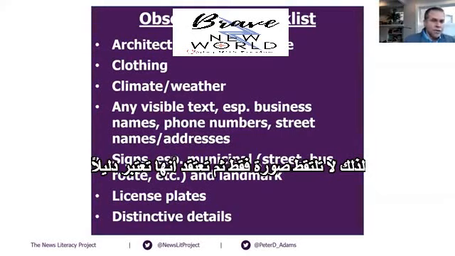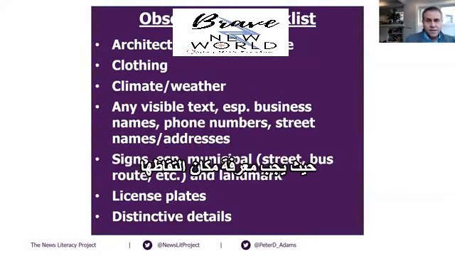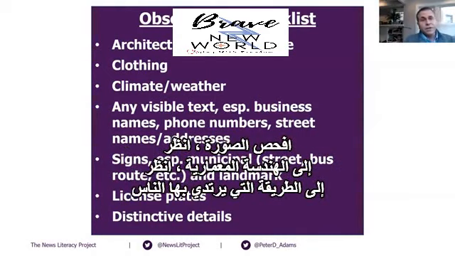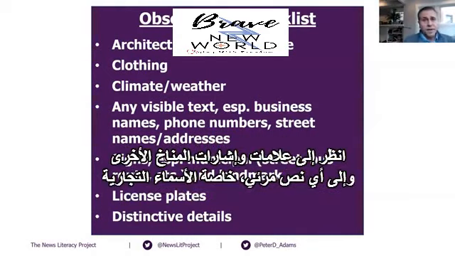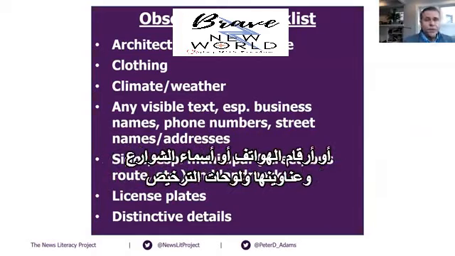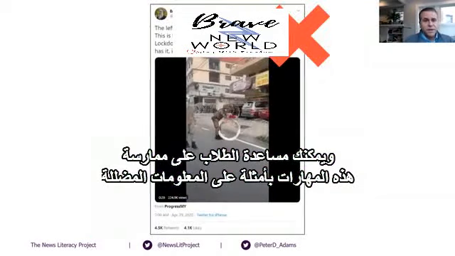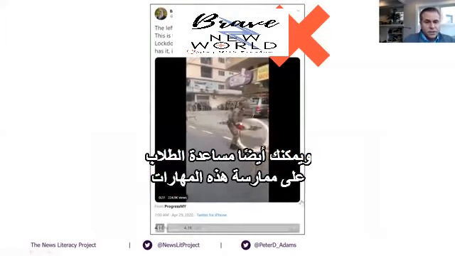So don't just take in an image and then think that it counts as evidence that it is where it says it is, like the alleged image of London I shared up top. Really scrutinize the image. Look at the architecture, look at the way people are dressed, look for other signs and signals of climate, any visible text, especially business names or phone numbers or street names and addresses, municipal signs, license plates.